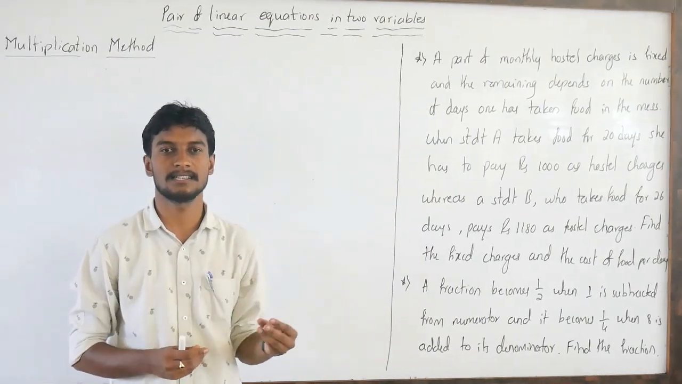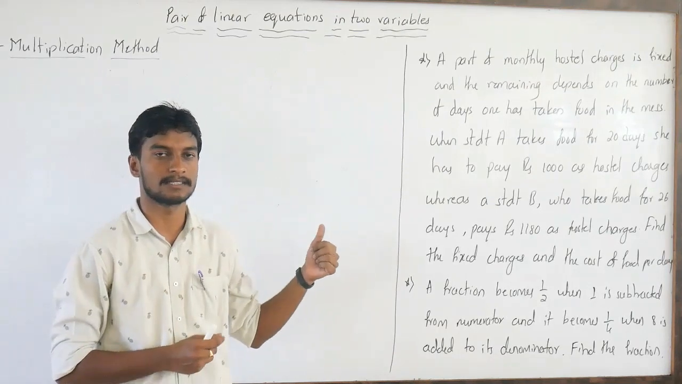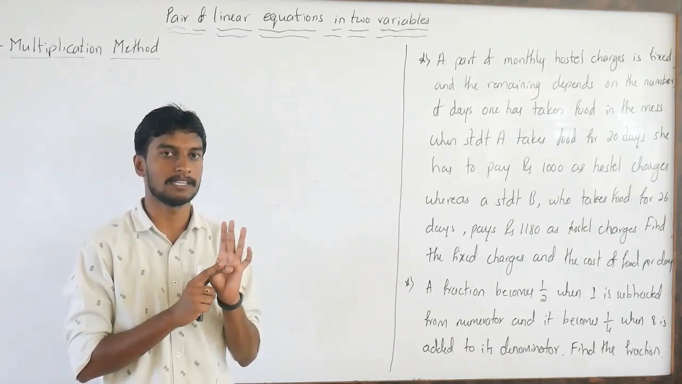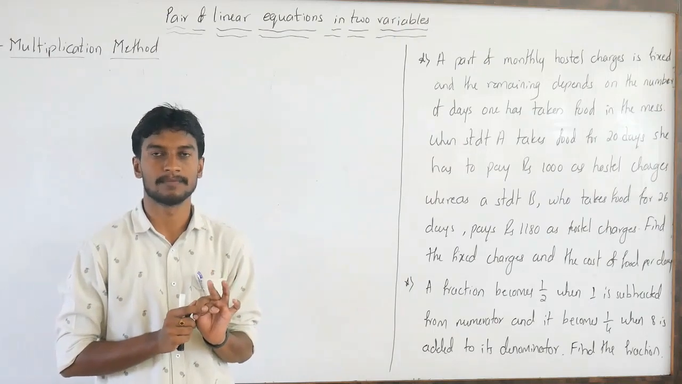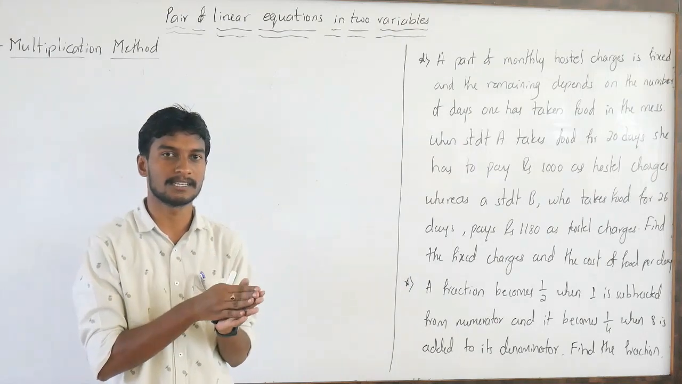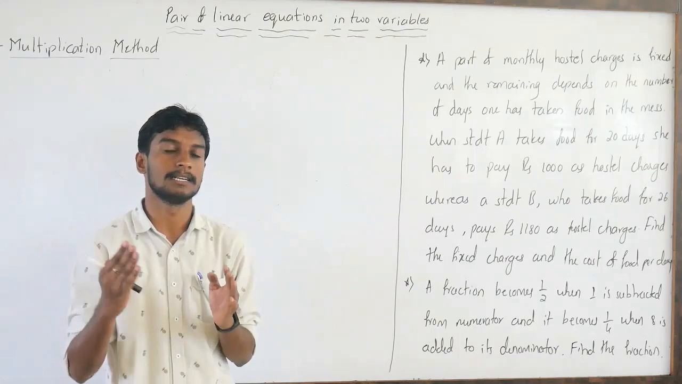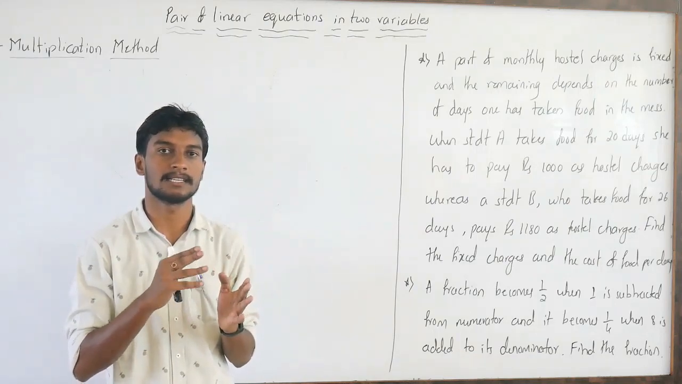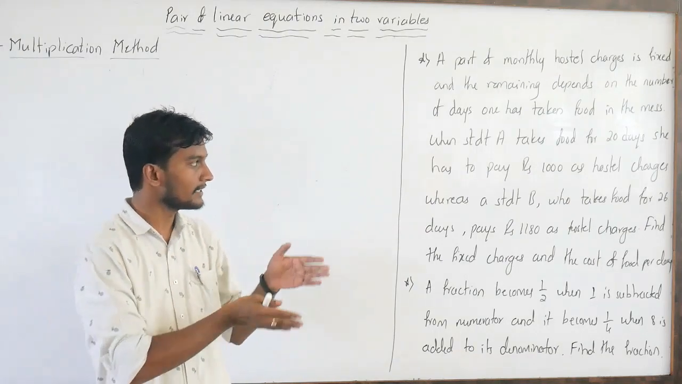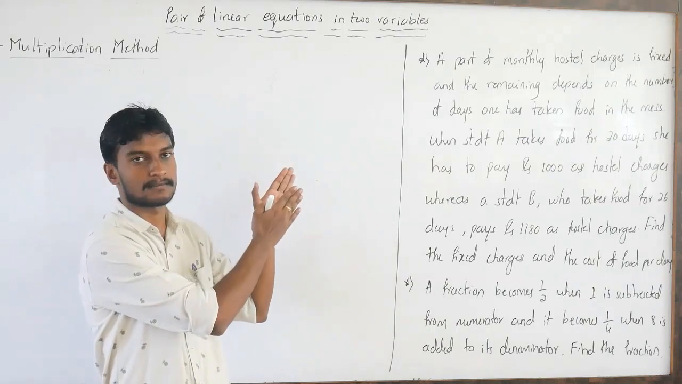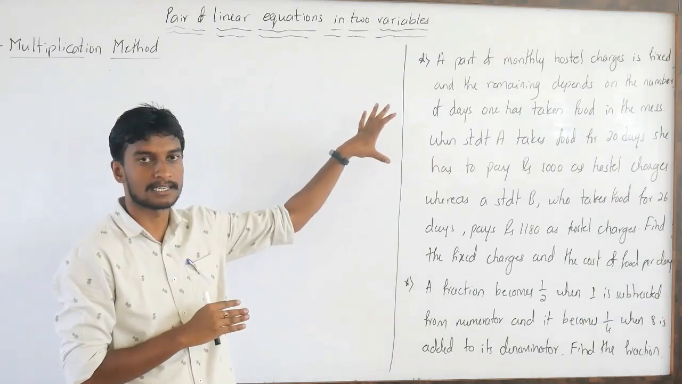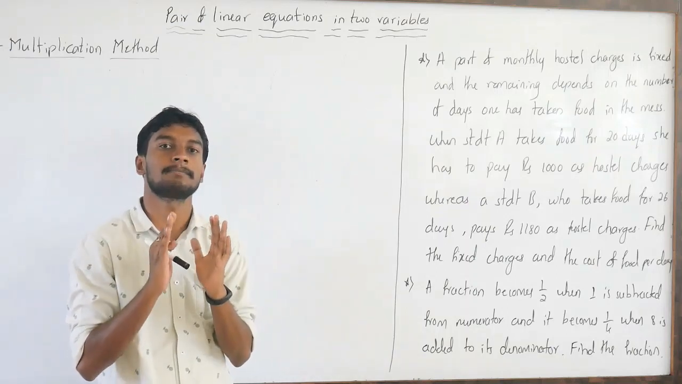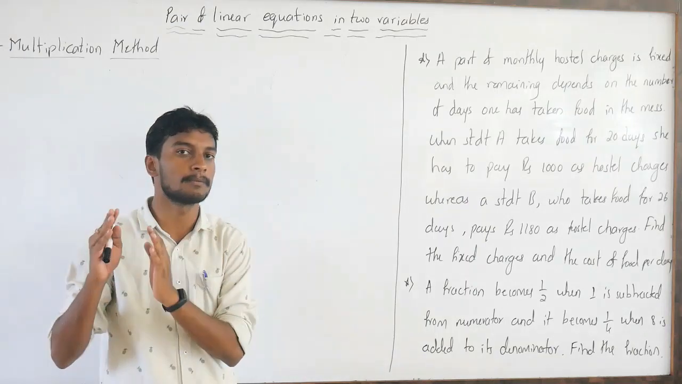In the last exercise, we solved two problems based on these. Problem one is based on a taxi, and another is based on a lending library. There we took a fixed charge and a charge per kilometer, and a fixed charge and a charge per day. Like that, here there is a problem based on hostel charge.